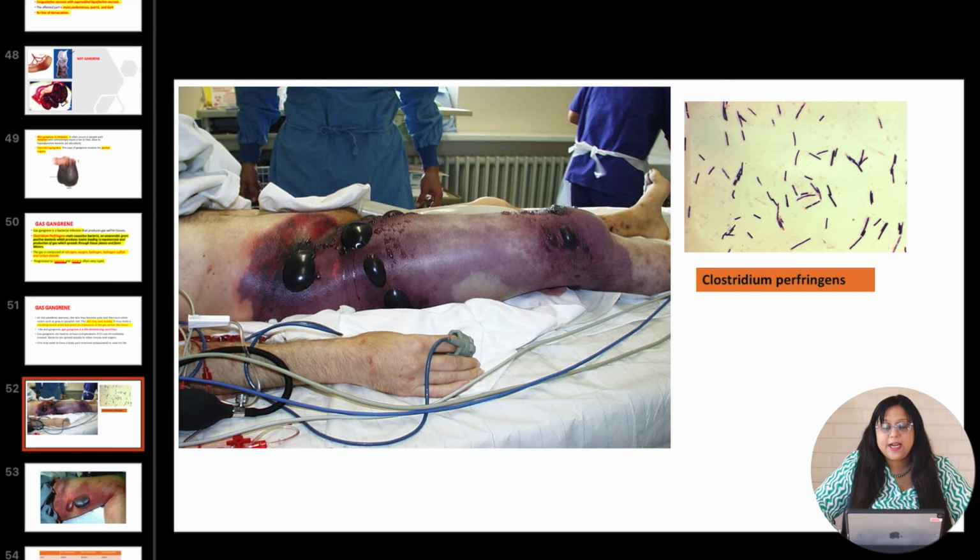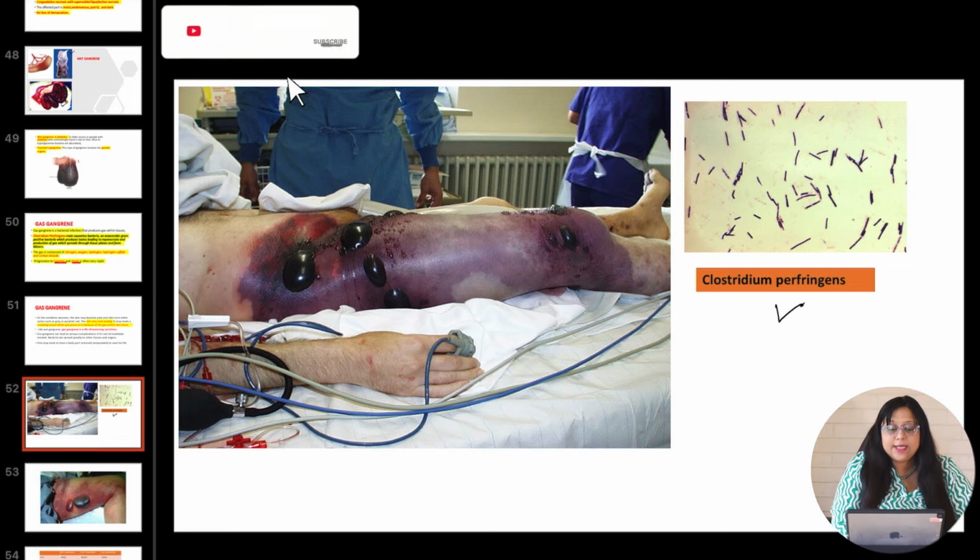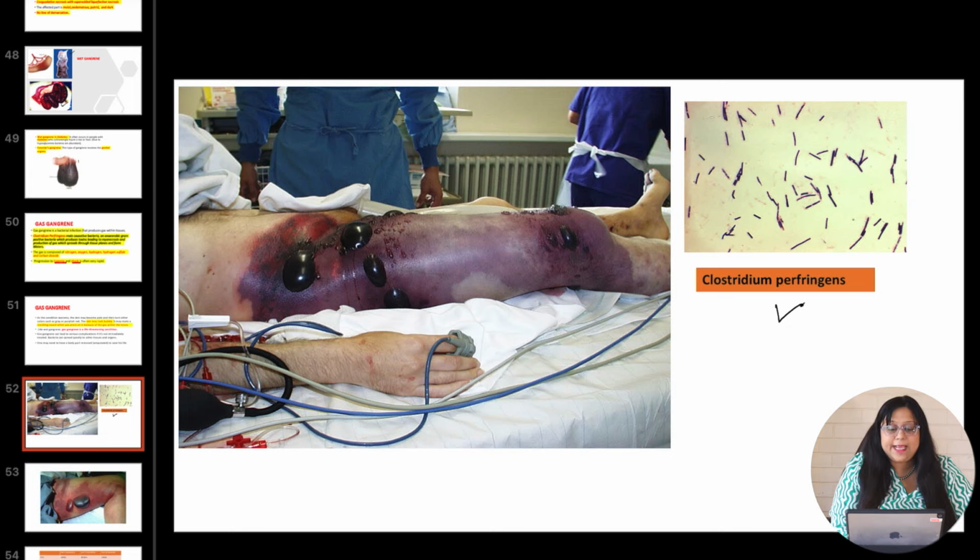Here in this picture, I have shown you the morphology of Clostridium perfringens bacteria, which is the main causative agent of gas gangrene. Also in this picture, you can notice a person's lower limb is affected by gas gangrene and there is formation of these blackish blisters.